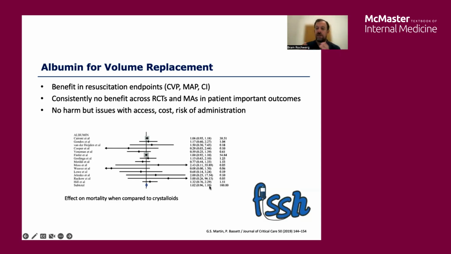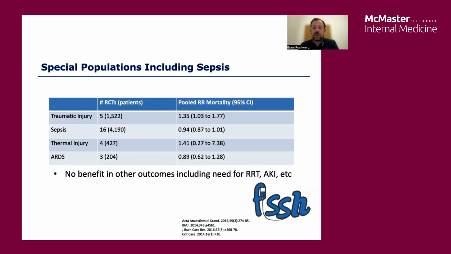And so despite the fact that there's no difference, we've already talked about the fact that albumin is more costly. And so in a choosing wisely era, no difference in mortality, despite improvements in resuscitation endpoints, why not use the cheapest and most widely available option, i.e. crystalloids?